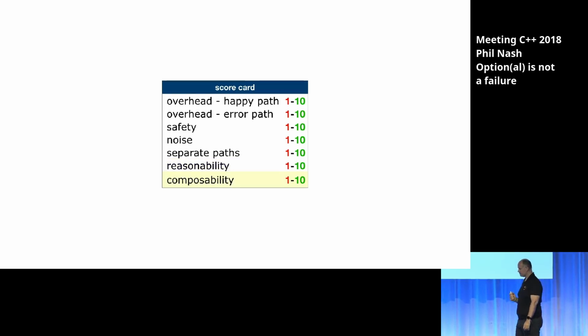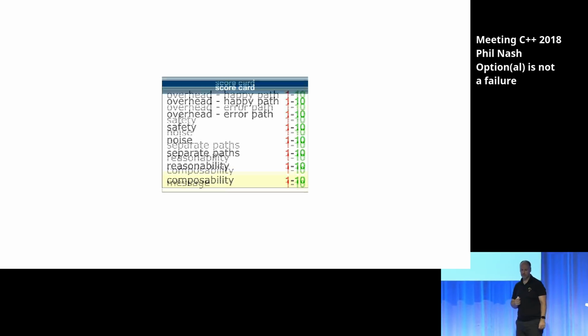Composability. This is actually two things. This is the composability of functions and objects with themselves. How much does error handling get in the way of that? But also the composability of the error handling itself. There may be two aspects to it. I'm just going to give a single score to them.